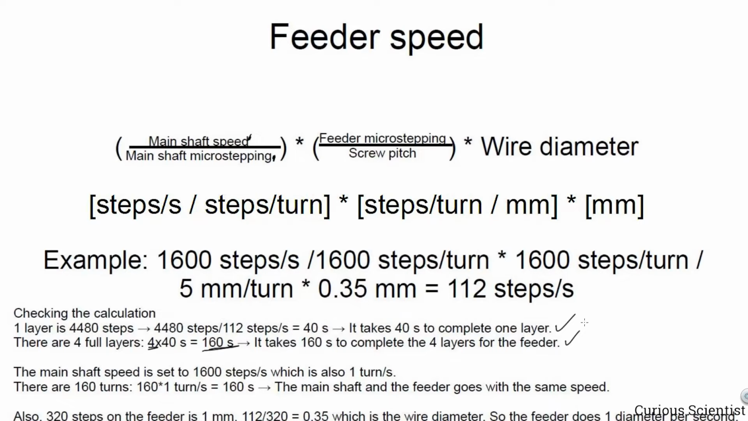And that we know. We also know that the main shaft speed was set to 1600 steps per second, which happens to be 1 turn per second. So if we have 1 turn per second and 160 turns, as shown here, then that is also 160 seconds. So the main shaft and the feeder go with the same speed, so they are synchronized nicely. And we also know that 320 steps on the feeder is equivalent to 1 millimeter. If we divide the 112 by 320, we get 0.35, which is the wire diameter. So the feeder moves with 1 wire diameter per second, which we actually want. So this is also a good check.